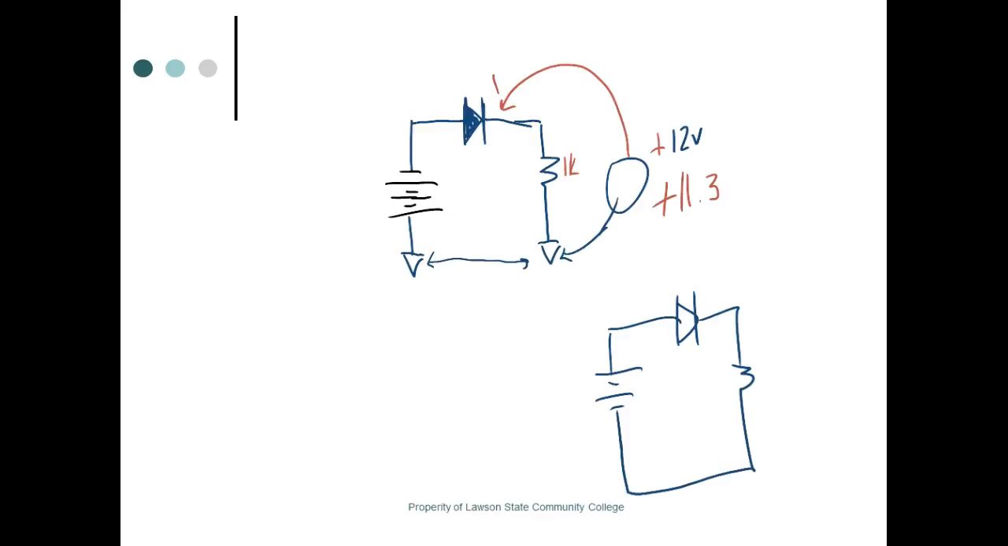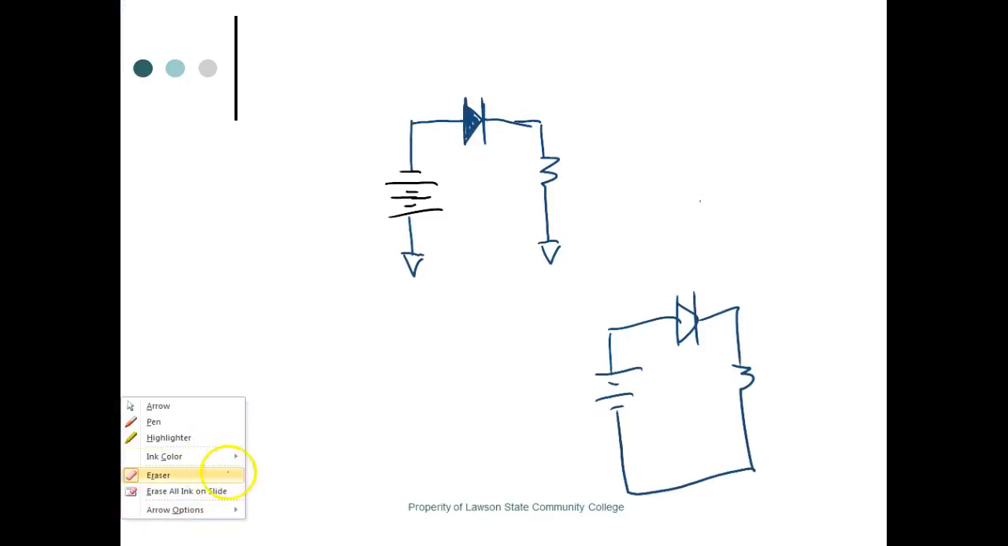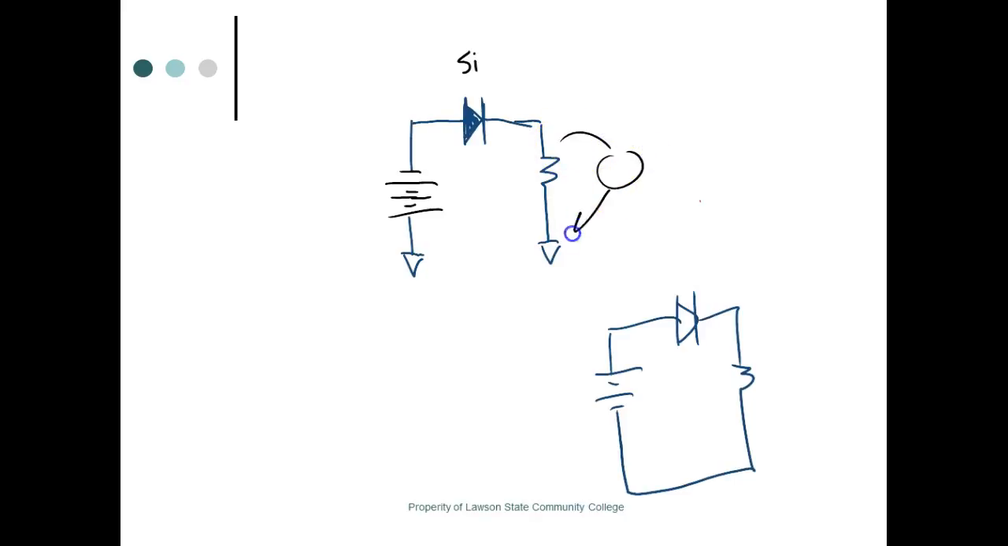Okay, guys, what would happen now? Let's say this is a silicon diode. So what would I measure across my resistor now?